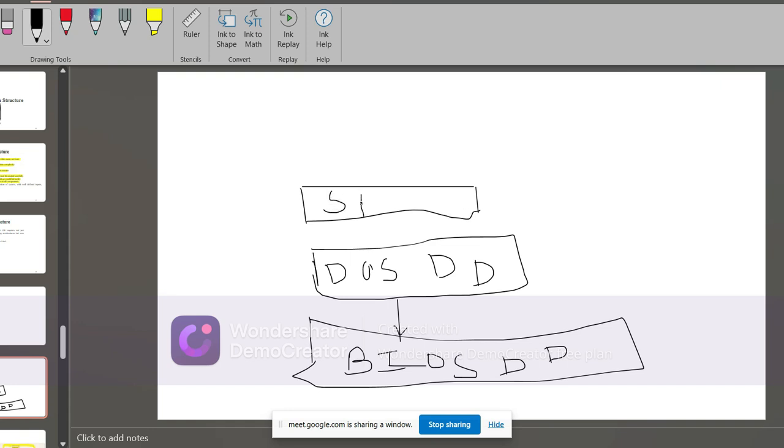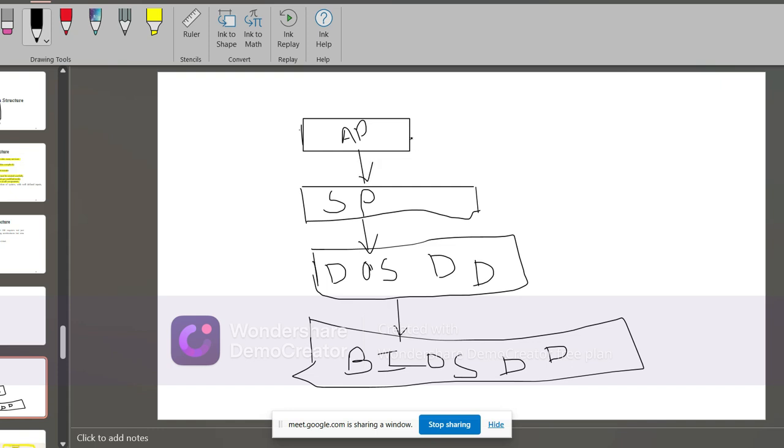These are the system programs which are available on top of the DOS device driver. So this is how the system program and device driver are connected. On top of the system program, application programs are available. This is the application program.